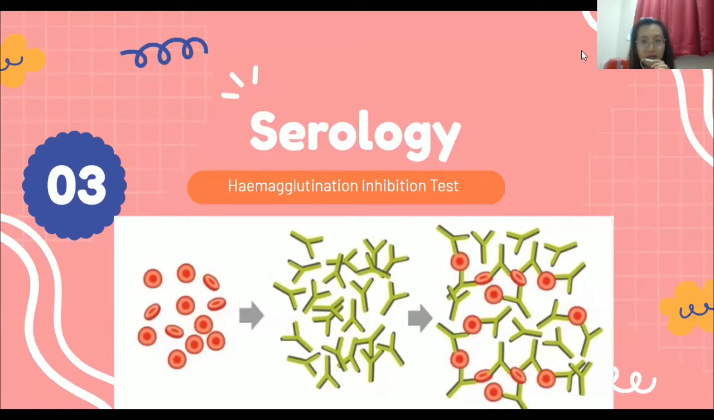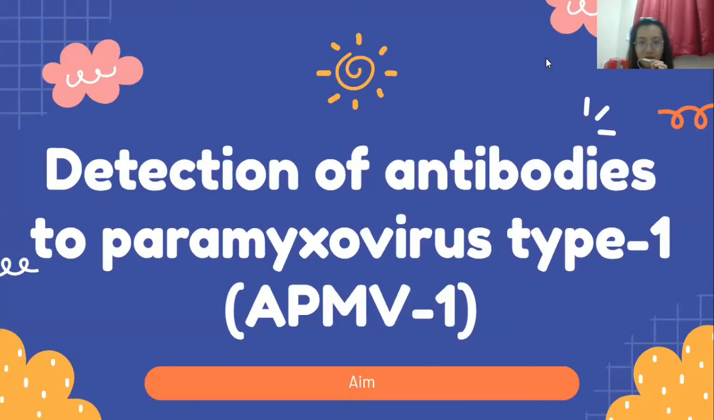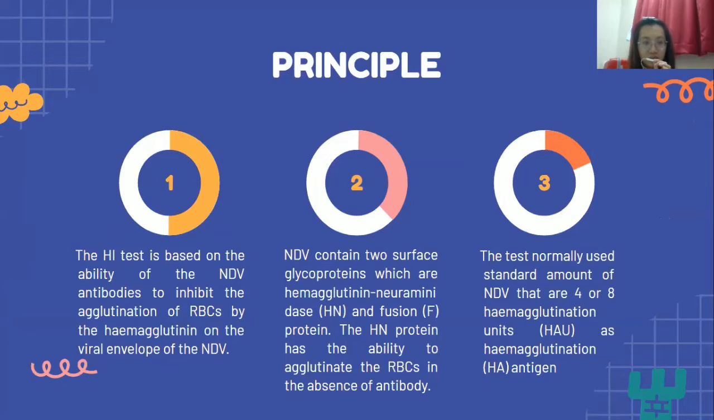Next, I'll be presenting about the serology approach, which is the HI test, hemagglutination inhibition test. This test has the main aim of detecting the antibodies to paramyxovirus type 1, which is the virus of Newcastle disease. The principle is that the HI test is based on the NDV antibodies' ability to inhibit the RBC agglutination, and this is done by the hemagglutinin on the viral envelope of the virus.